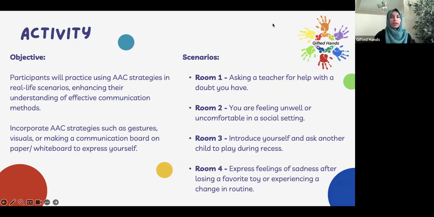All right, great. So, room number 3: introduce yourself and ask another child to play during recess. Who would like to volunteer from room number 3 and share your ideas? I got to know room number 3 finished within 5 minutes of discussion, so I'm looking forward to hearing more ideas from room number 3 as well. Someone please volunteer. I think Rani Alpha has volunteered from room number 3.